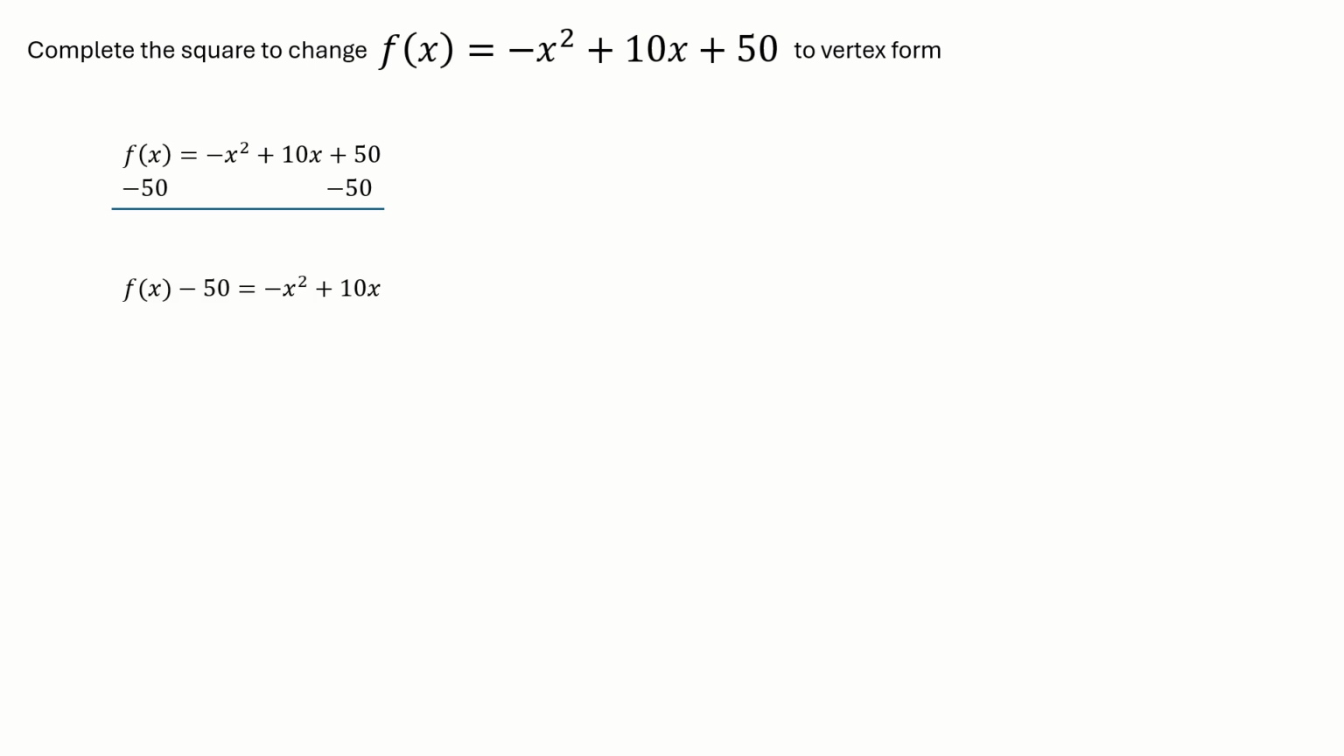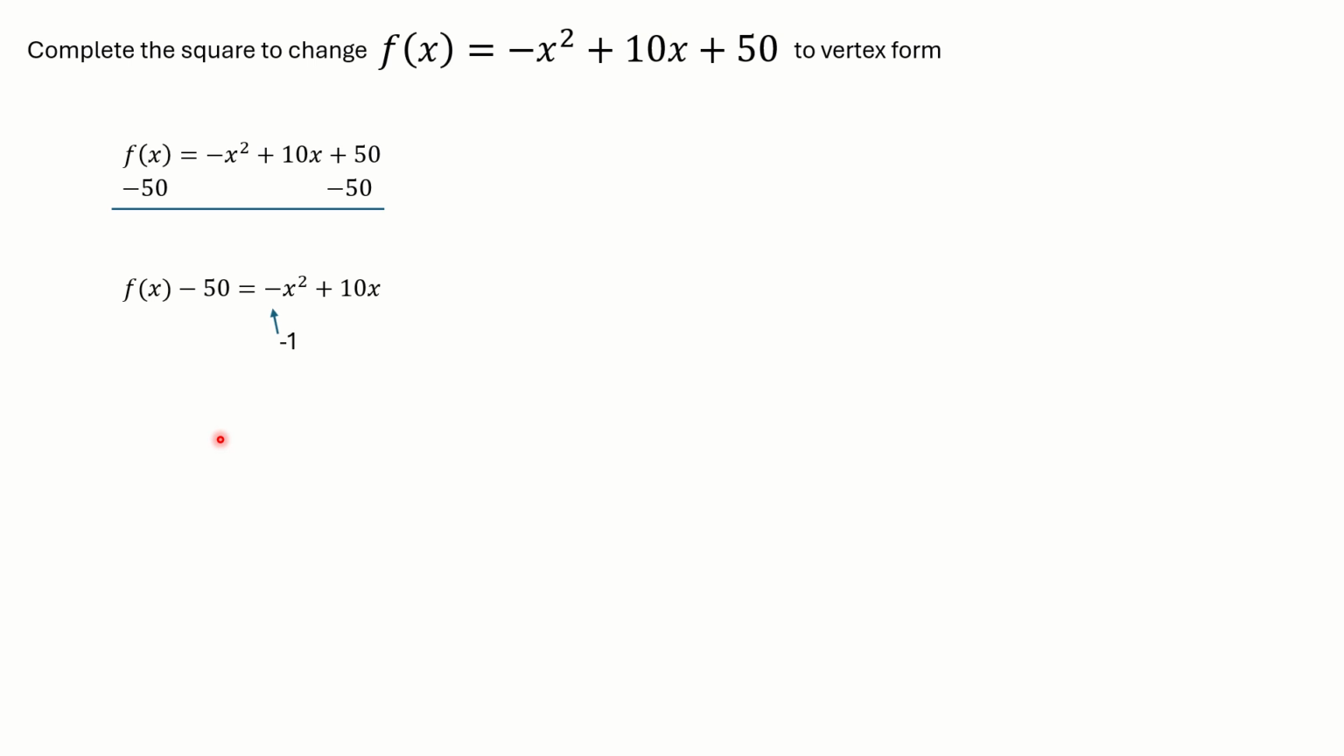And what's going to happen is that 50 now is going to be on the left side of the equation. It turns into f of x minus 50 equals negative x squared plus 10x. And that 50 that was on the right side of the equation has now canceled out, so it's gone.